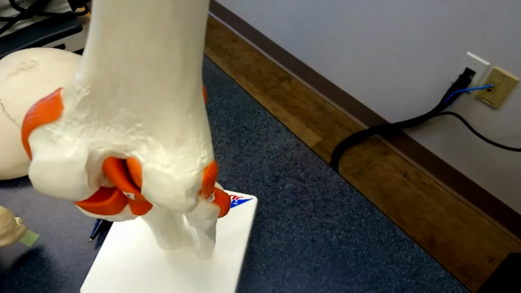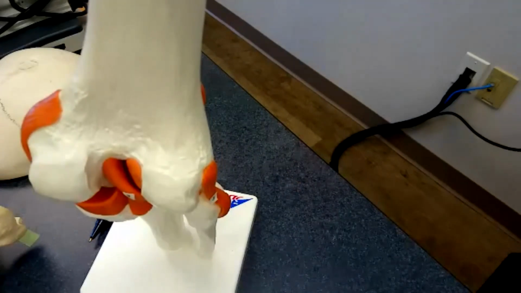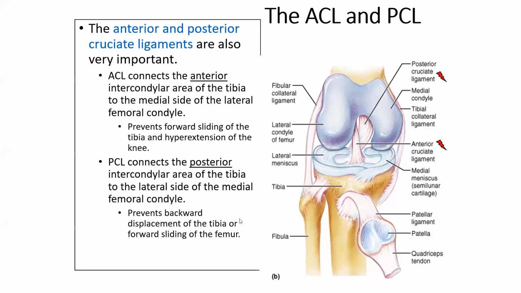We generally see the ACL is the one that gets torn more frequently than the PCL. I think it has a lot to do with the stresses applied to the knee. The ACL usually prevents us from hyperextending the knee, which is a very common occurrence. If we hyperextend the knee too far, we're going to tear the ACL. We don't want the tibia to slide forward. We don't want the knee to slide forward. Well, sometimes that happens, and we tear the ACL. The PCL would only get damaged if the tibia goes back and the femur goes forward.